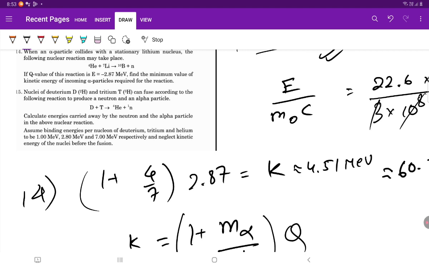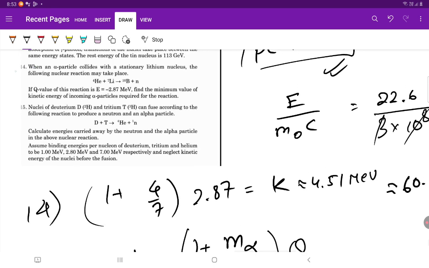Yeah, it makes sense. If the Q value is positive, it means the reaction is spontaneous. Then there would be zero kinetic energy needed for the helium nucleus to be targeted. The Q value was positive. Since the Q value is negative, that is why we need to supply some energy, which will be compensated by the loss, and that will come in the form of the Q value. So we are done with question number 14.